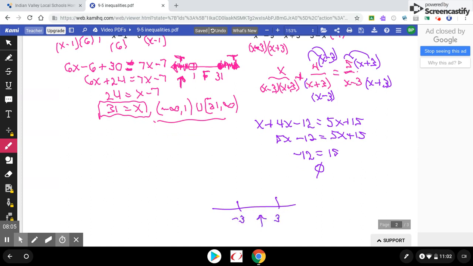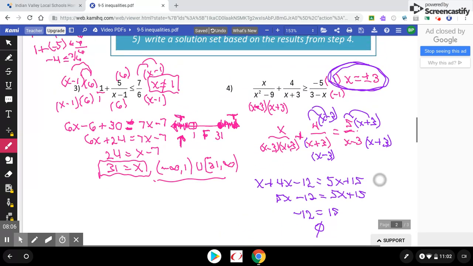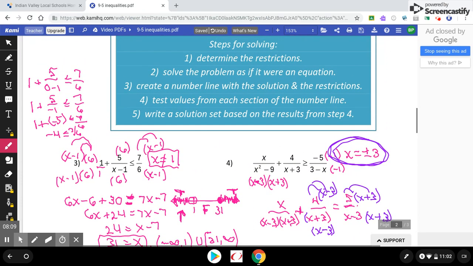Test a number. I'm going to test 0, guys. All right, now this is going to be tough to squeeze in here. Let's see what I can do. So if I put a 0 in for this fraction, it would make it 0. If I put a 0 in for the second fraction, it would make it 4 over 0 plus 3 or 3. Greater than or equal to. If I put a 0 into the second fraction, it would be negative 5 over 3 minus 0. So true or false? Oh, gee, this one's going to end up being true again.